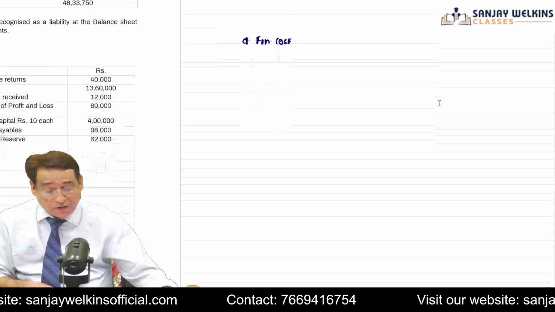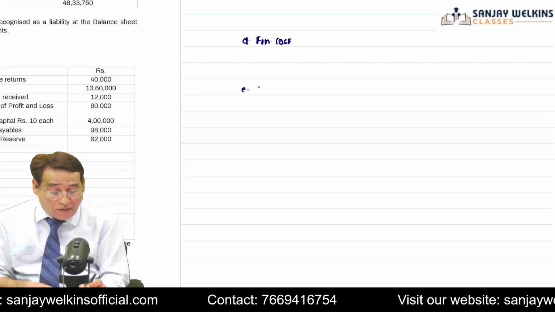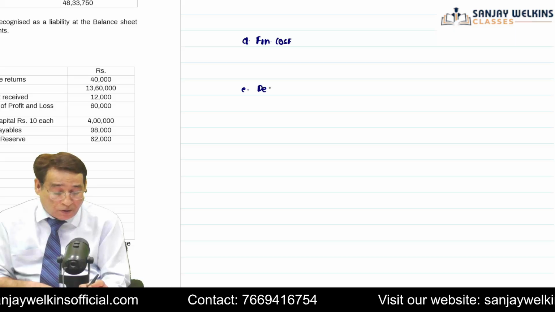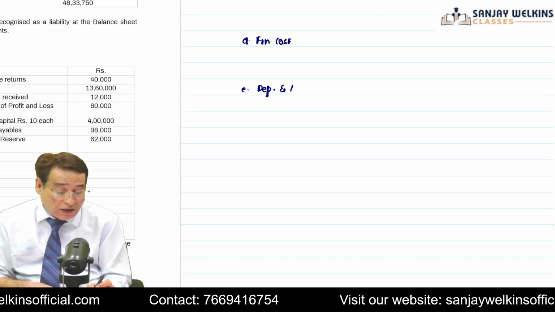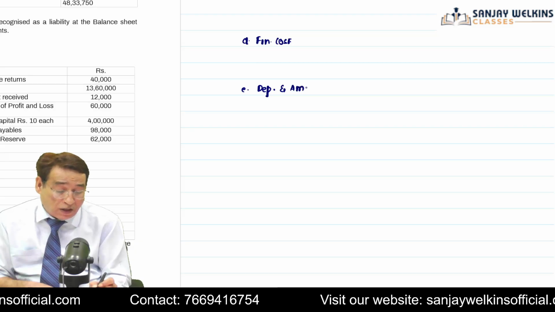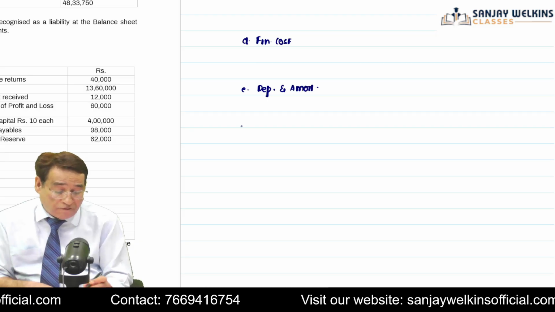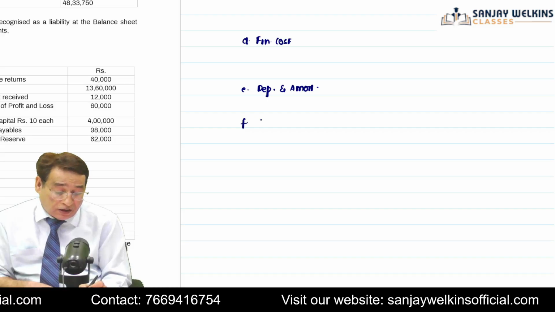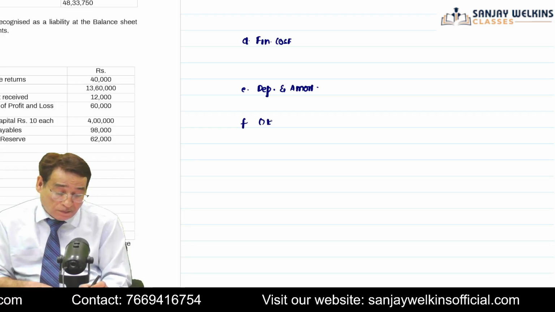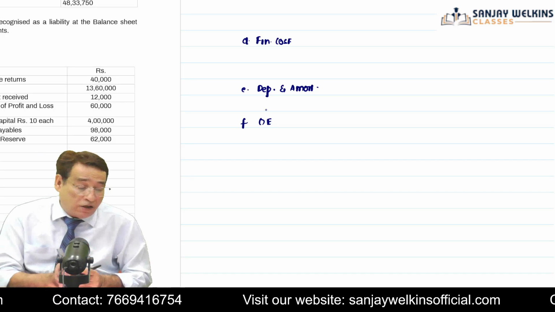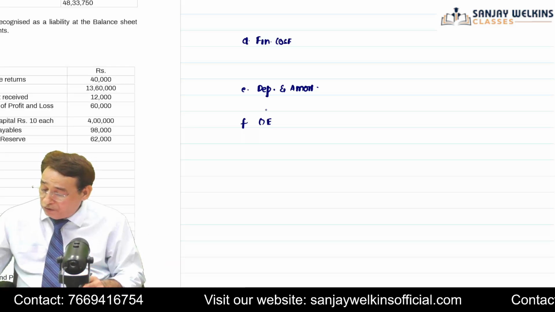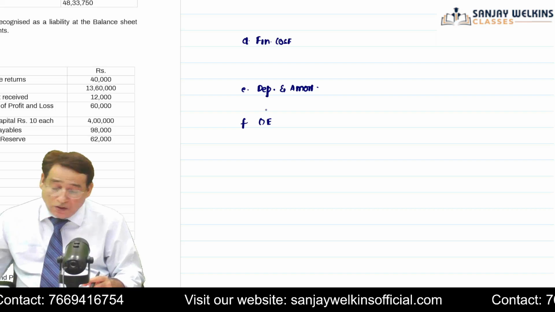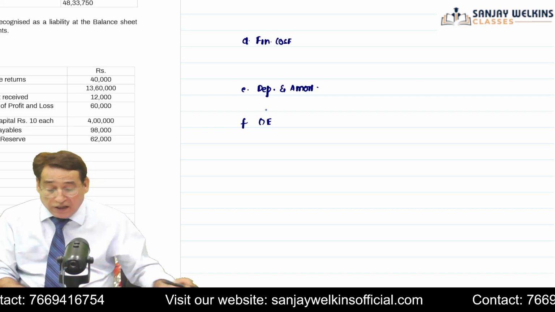After finance cost, of course, there will be depreciation and amortization. So this is how. And finally, you have to write other expenses. Is it clear to you? So once you have prepared this, now I need to have a question sheet with me. Otherwise, I cannot move here and there every time.